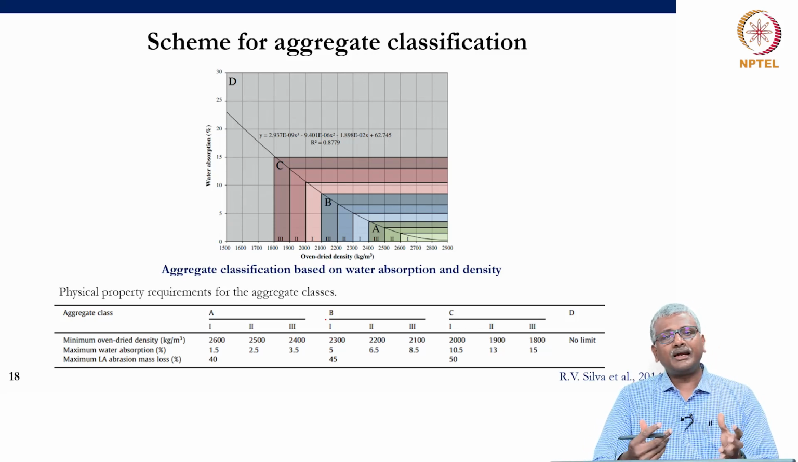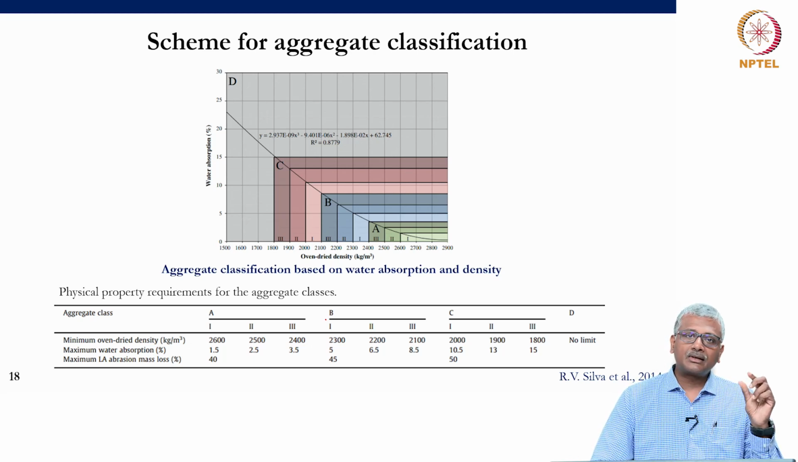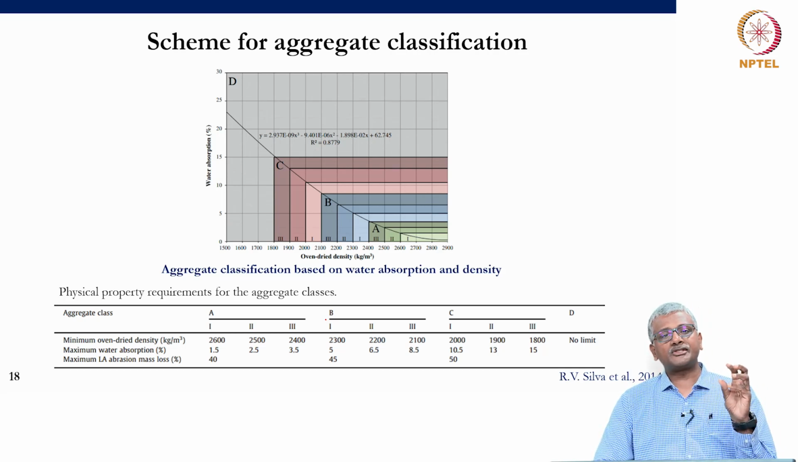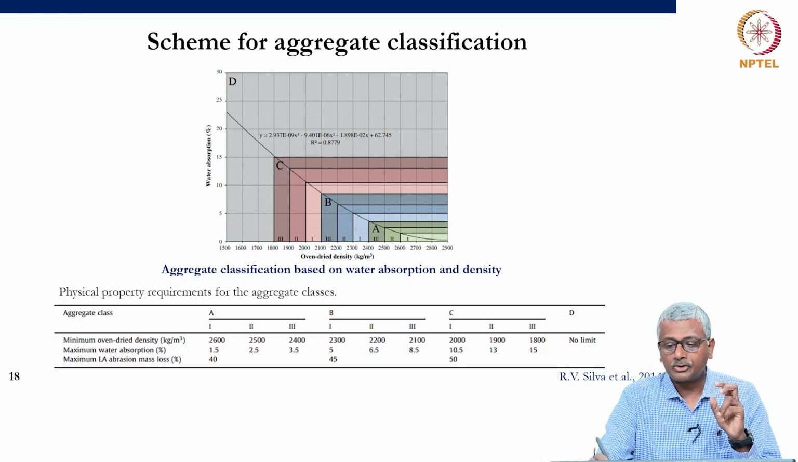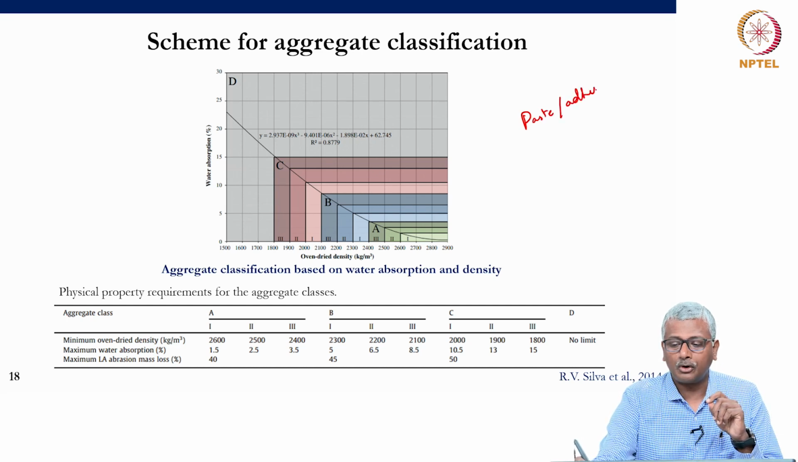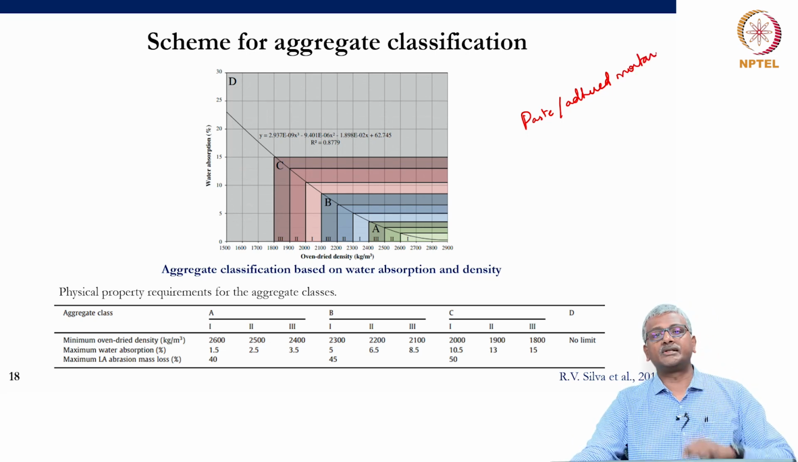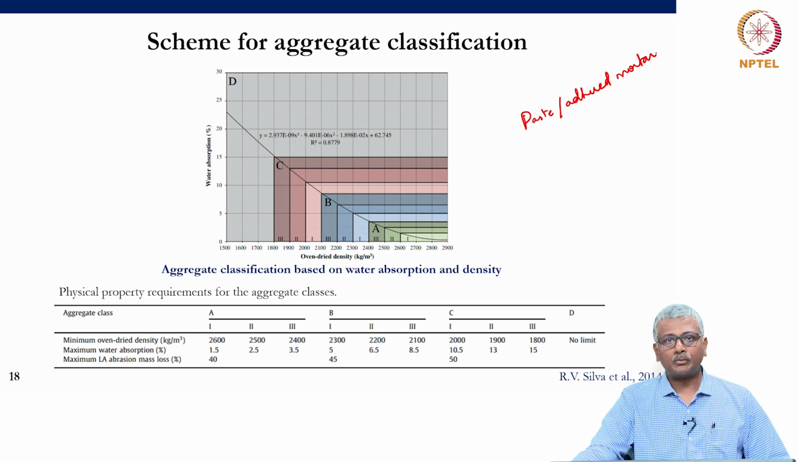Now, the aggregate obtained from construction and demolition waste crushing or processing could have very different physical characteristics, right? Because when it is concrete aggregate, there will be coarse aggregate covered by a layer of paste or adhered mortar. This paste or adhered mortar on the surface is going to cause some change in the characteristics of the aggregate as compared to the stone itself. It is going to obviously affect the density and water absorption.